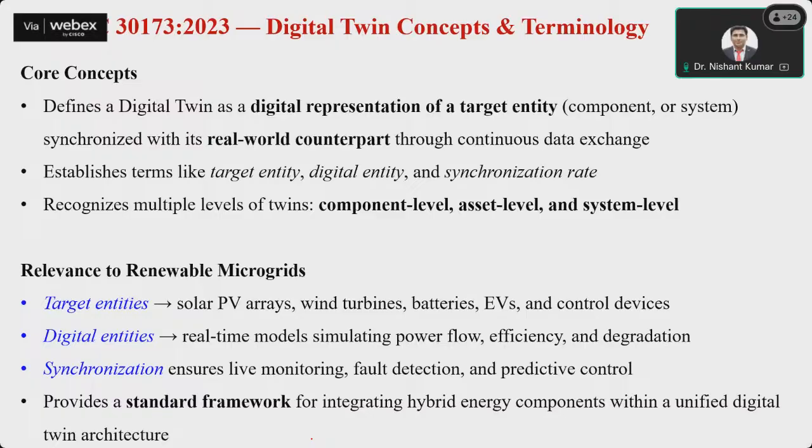All this one is the target, or I will say digital entity. Means output of the digital, I will say the mathematical models or mathematical analysis. Those are our digital entities, means output. And synchronization is the process. In the synchronization process side, here you will see the live monitoring, fault detection, prediction control. Means to achieve the digital entity, what the process you are going to follow, those are synchronization, right?